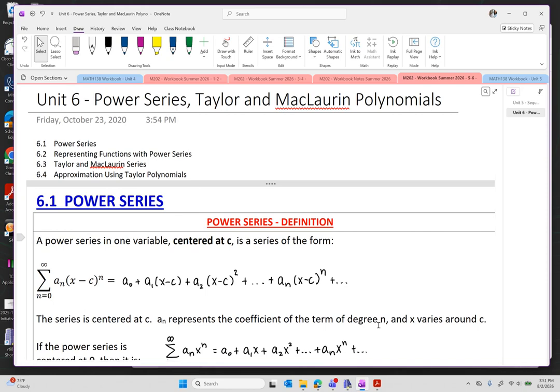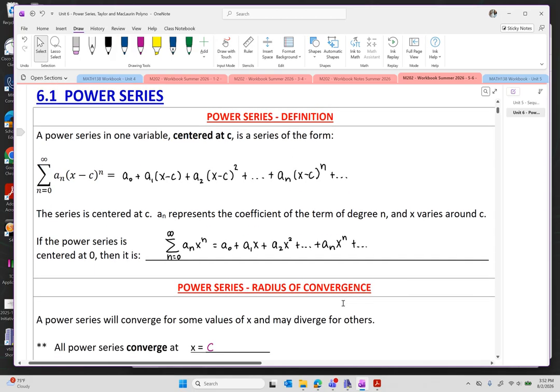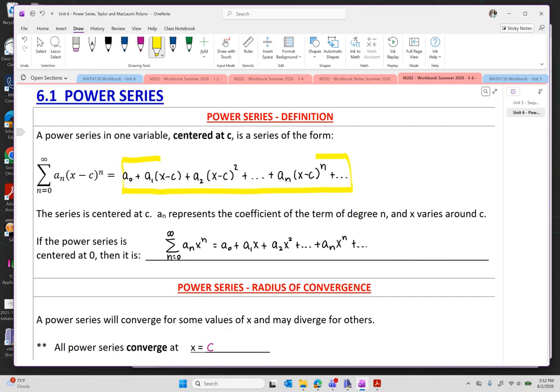In Unit 6 of our Calculus 2 class, we will discuss power series, Taylor and Maclaurin polynomials. And in our first section of power series, we want to describe what is a power series centered at a center value of the variable equal to c, and that is the sum from n equals 0 to infinity of a sub n times the quantity x minus c to the n.